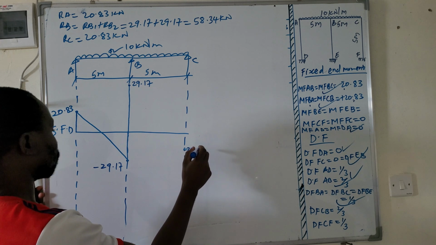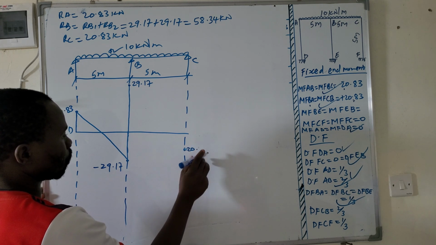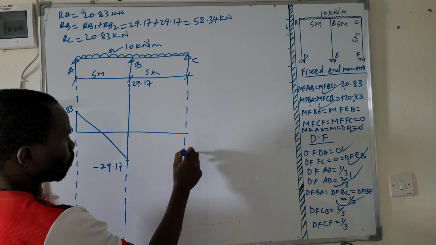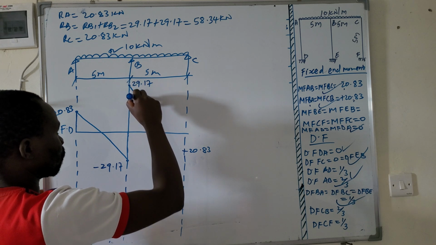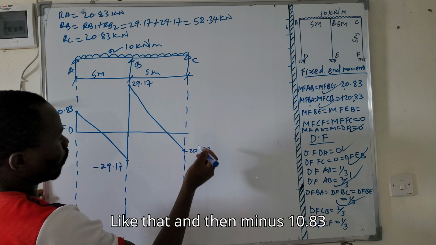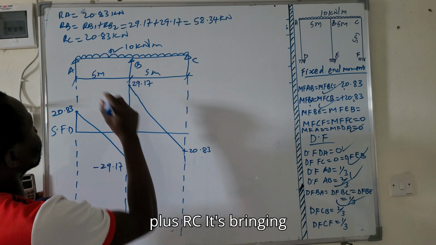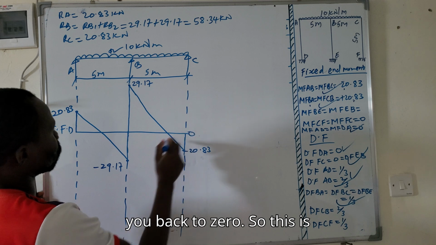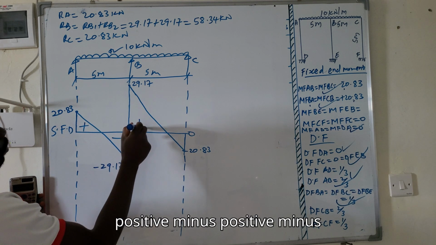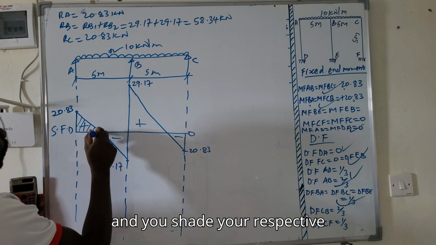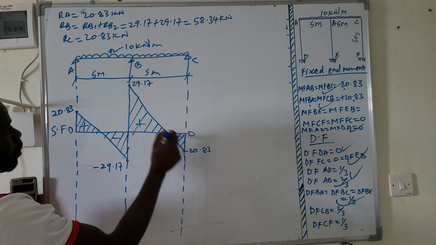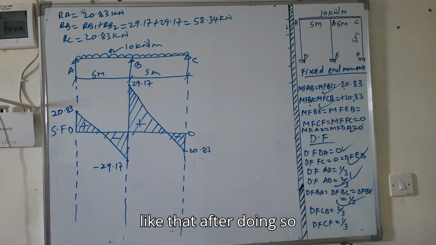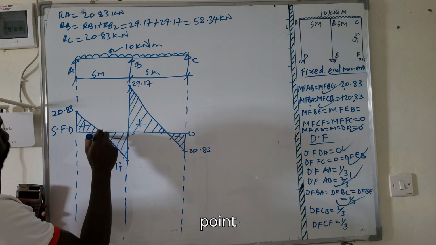So 20.83. An inclined line again, like that. And then minus 10.83 plus RC. It's bringing you back to 0. So this is positive, minus, positive, minus. And you shade your respective figures for visibility, like that. After doing so, the next thing to do is to identify this point.